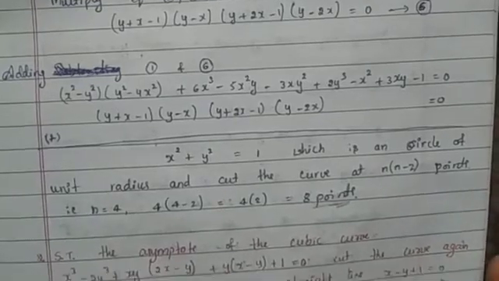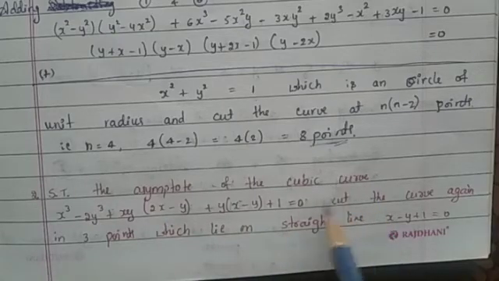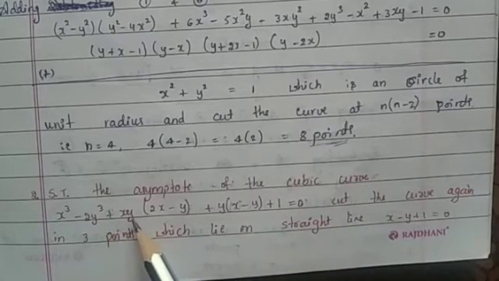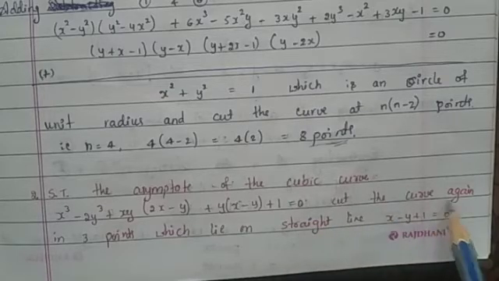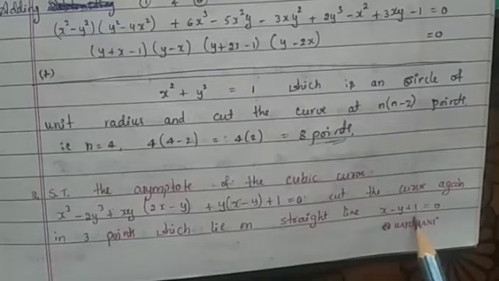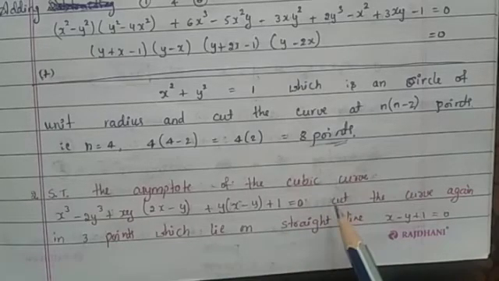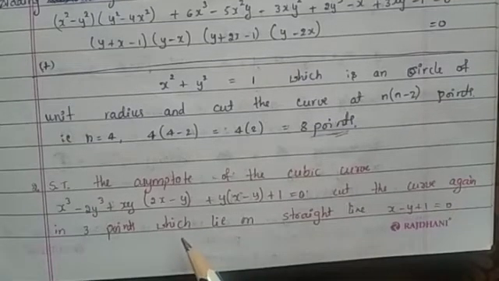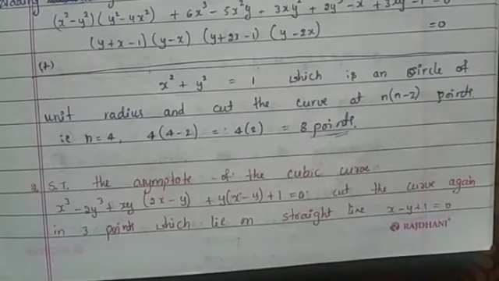Okay. The next problem is: show that the asymptotes of the cubic curve x cube minus 2y cube plus xy into 2x minus y plus y into x minus y plus 1 which is equal to 0, cut the curve again in 3 points which lie on the straight line x minus y plus 1 is equal to 0. First we find out the asymptotes. After that we show that they cut the cubic curve again in 3 points which lie on the straight line x minus y plus 1 is equal to 0.